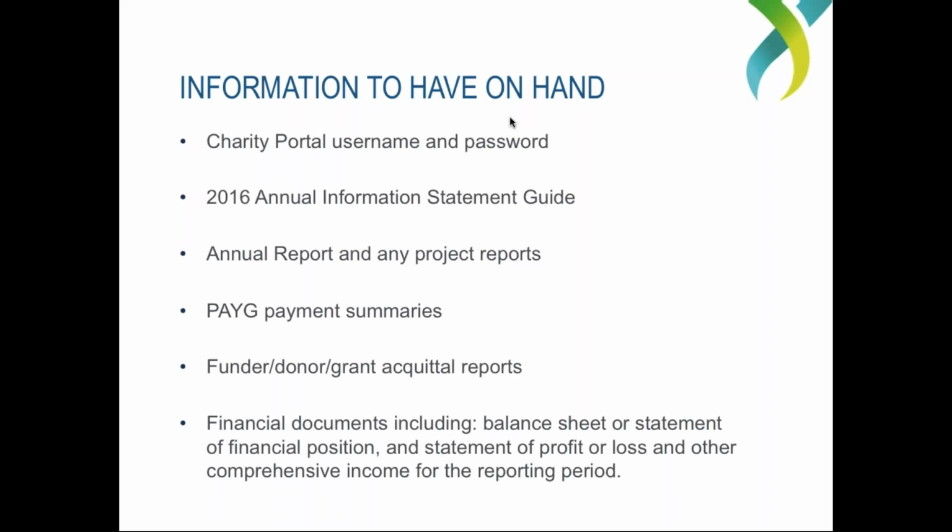Having your annual report and any project reports on hand might help you describe your activities later on in the AIS. Pay-as-you-go payment summaries might be handy as well, just to help answer the questions about your staff and volunteers and employees, things like that. Any funder, donor, or grant acquittal reports would be useful as well, and of course those financial documents, and they can include your balance sheet, or statement of financial position, and your statement of profit and loss and other comprehensive income for the reporting period.